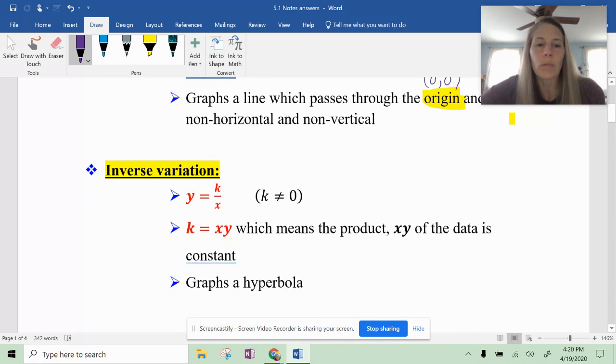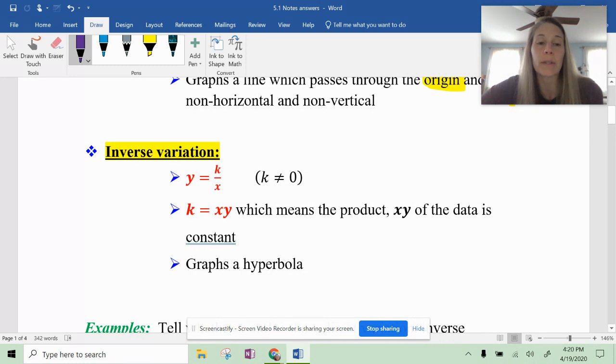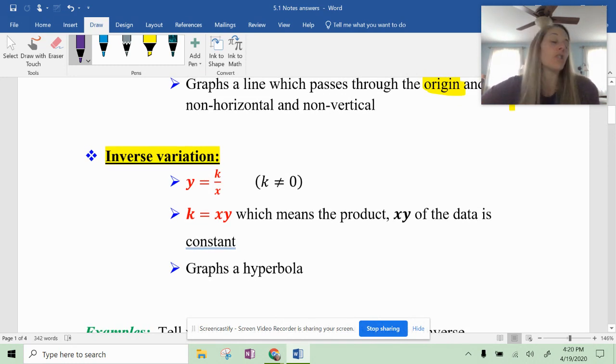Okay, so then we talk about inverse variation. The relationship's a little bit different. With direct variation, the y over the x will be the same for every point on our line, so that's a constant relationship. It's the same ratio. With inverse variation, this time our constant is divided by the x to get the y value.